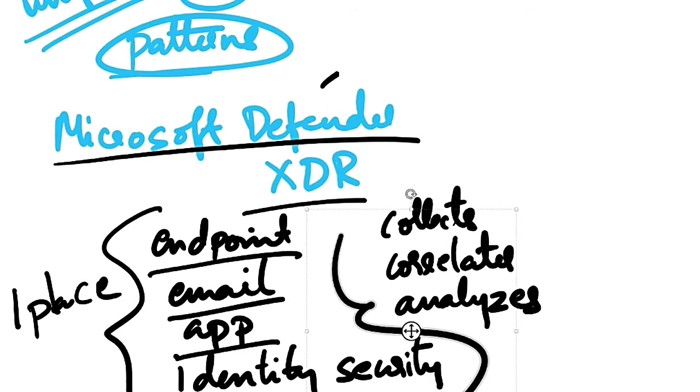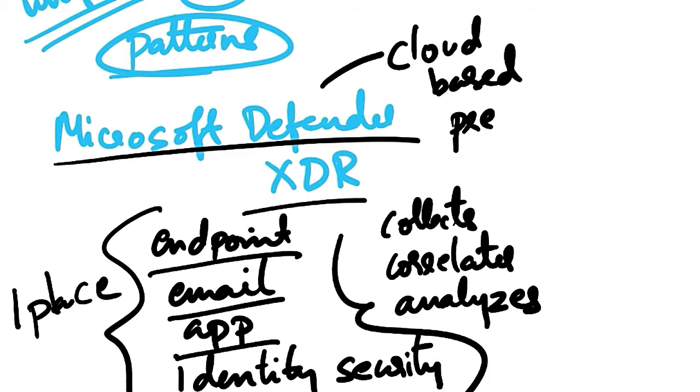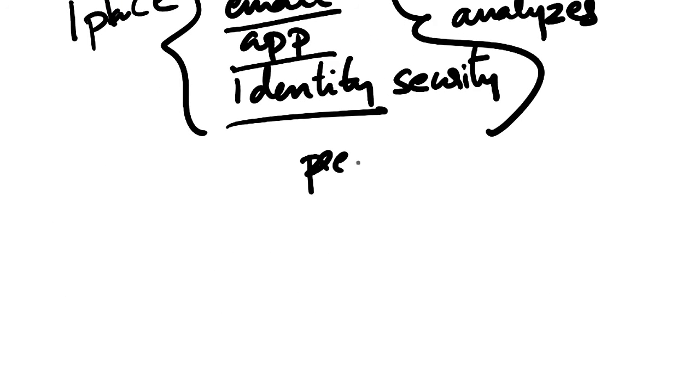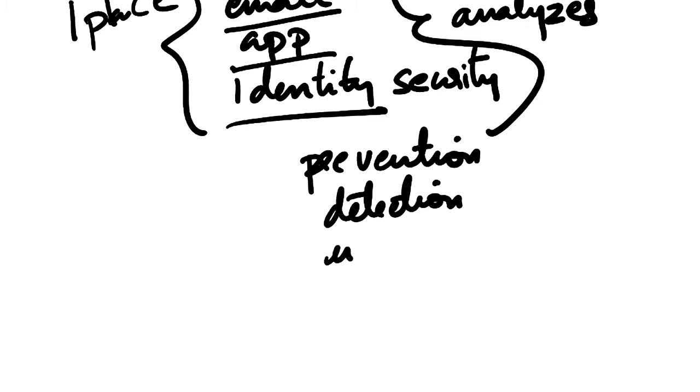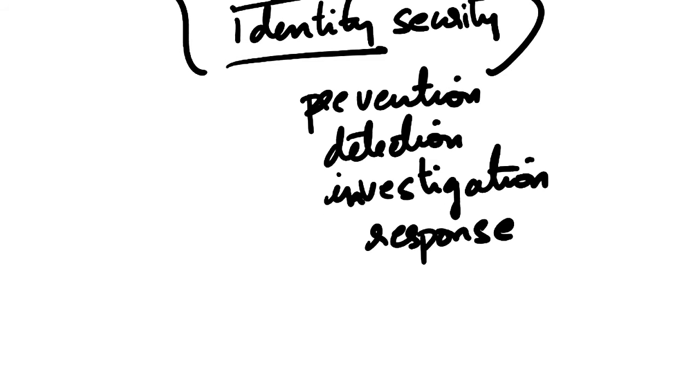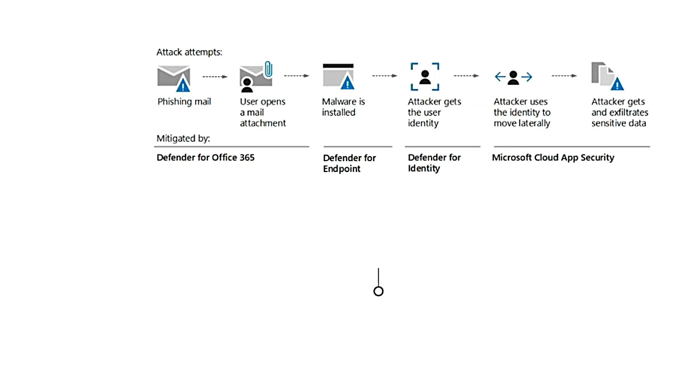This is a cloud-based solution. This is required pre-breach, that is before breach, as well as post-breach. So what XDR does is it coordinates prevention, detection, investigation, and response across endpoints, identities, apps, email, collaborative applications, and all of their data. Let's look at an example.